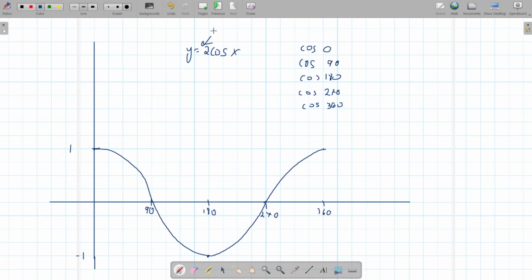But what do we want? 2 cosine x, and 2 is the a, it's the amplitude. So cross this out, put a 2, cross this out, put a negative 2. What if they said 2 cosine 2x? Same thing. You divide each coordinate by 2. This will be 45, this will become 90, this will become 135, and this will become 180. That's it. That's how you graph.